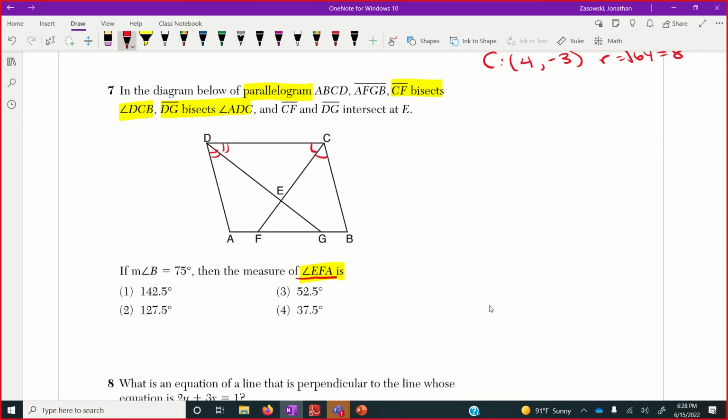So if angle B is 75, keep in mind, what are we trying to find? We're trying to find angle EFA. That's this angle right down here.